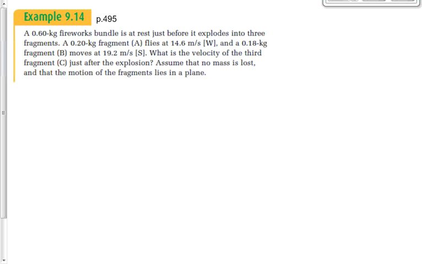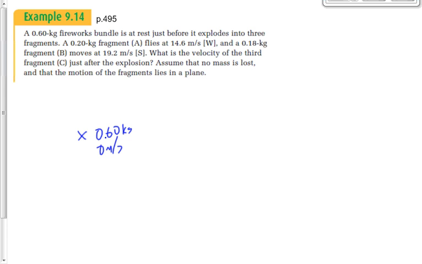Let's take a look at one more example here. This one's on page 485. It says, the 0.6 kilogram fireworks bundle is at rest just before it explodes into 3 fragments. So this is an explosion, not a collision. That's okay. We still do conservation of momentum for explosions as well as collisions. So it's at rest at this point right here. It's got a mass of 0.60 kilograms and a velocity of 0 meters per second.